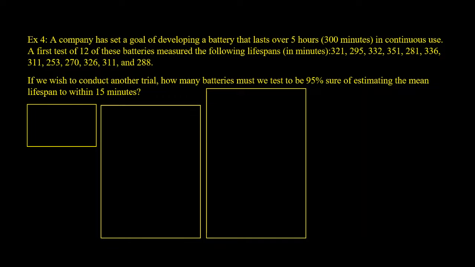If we wish to conduct another trial, how many batteries must we test to be 95% sure of estimating the mean lifespan to within 15 minutes? Now this gets pretty complex. We don't have a sample size, so we can't find the degrees of freedom. Go at it in a roundabout way. We're going to find a z-score and use that to estimate our degrees of freedom, and then work back again to find out what our sample size should be for a t-test. So we know our standard deviation is 29.31 of the sample, and we want an ME of 15. So we're going to solve a sample size with a normal model.